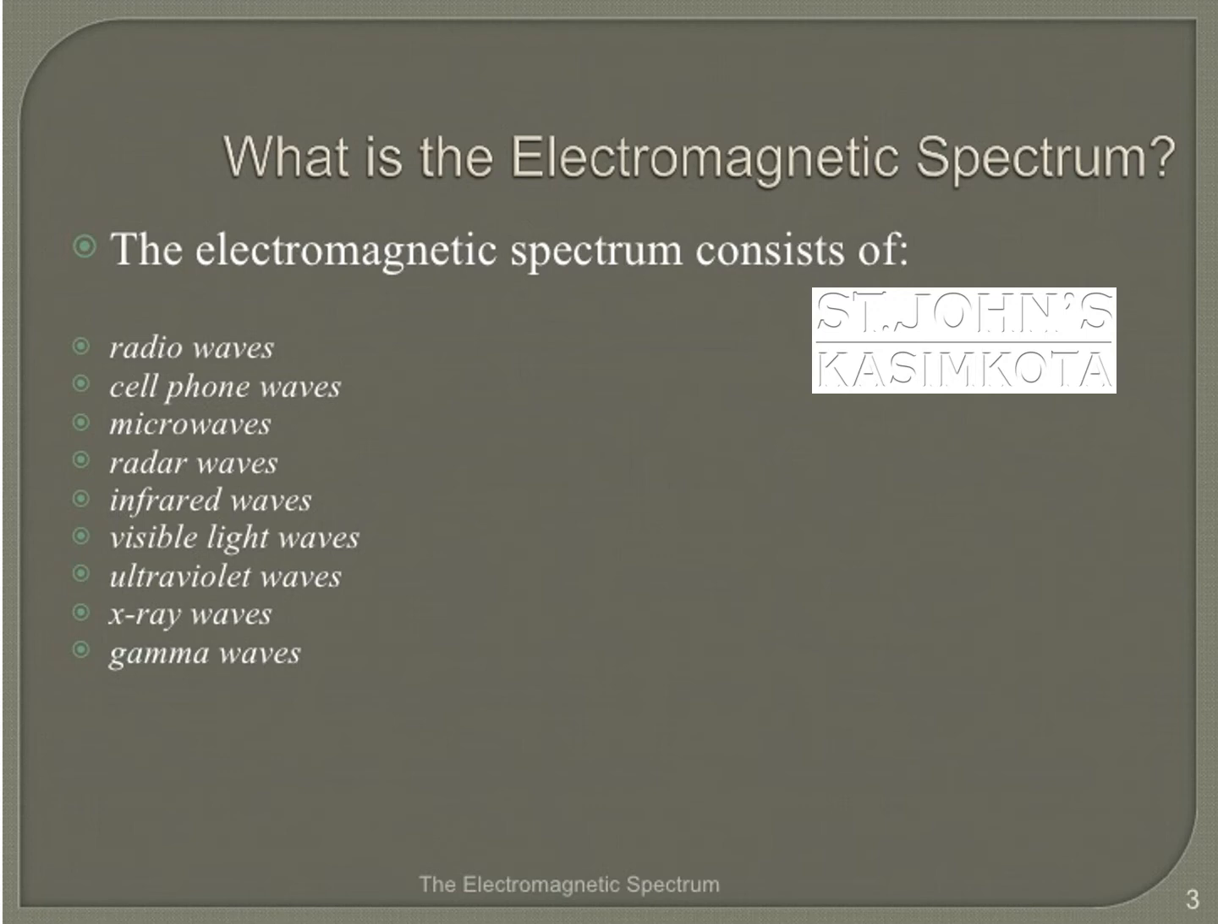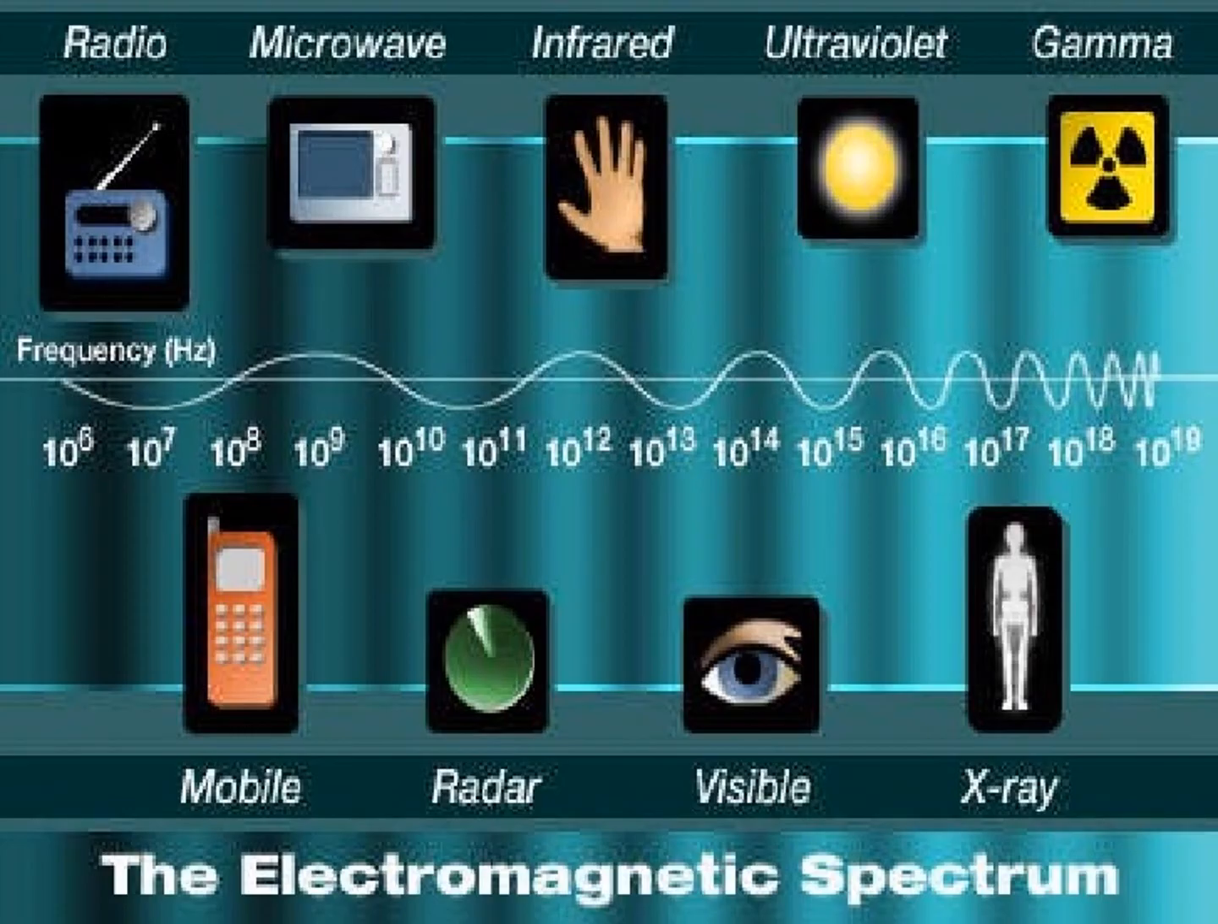Now, what does it contain? What are all the forms of light? It contains radio waves, cell phone waves, microwaves, radar waves, infrared waves, visible light waves, UV waves, that is ultraviolet waves, X-ray waves, gamma waves. So these are the different types of waves.